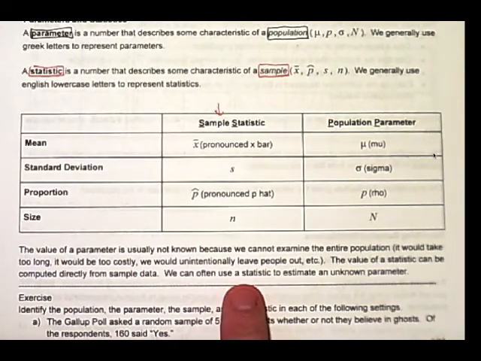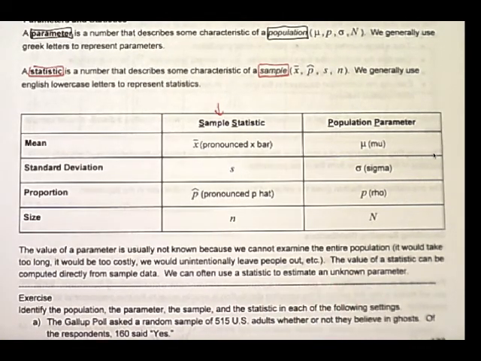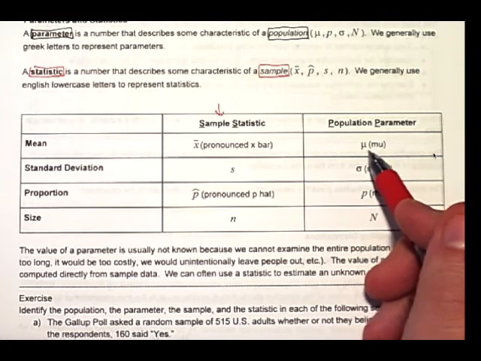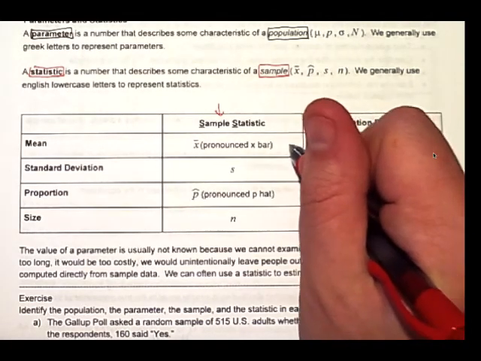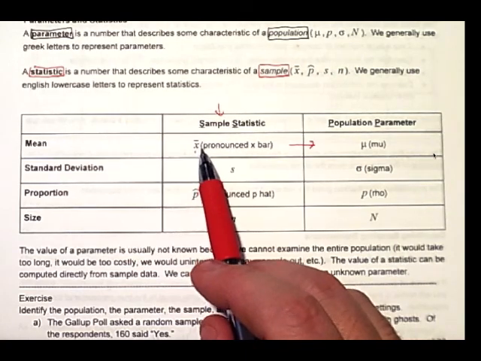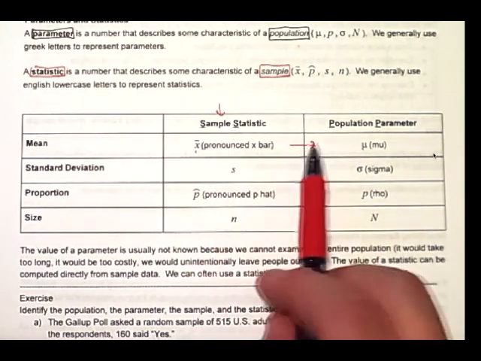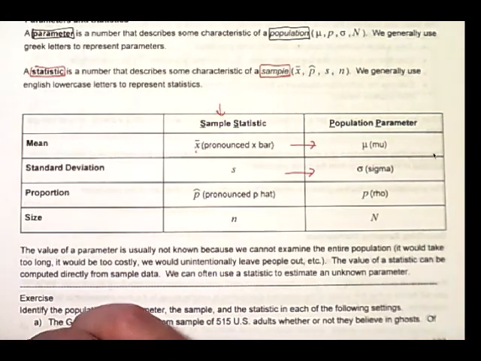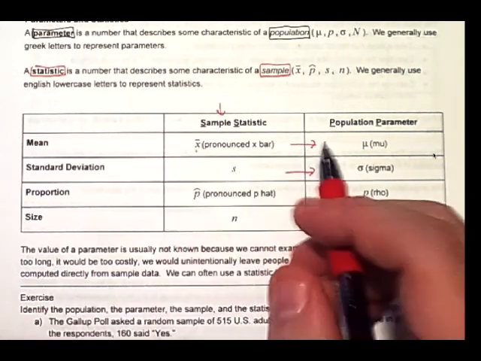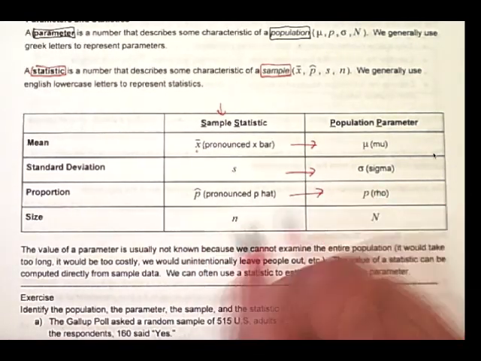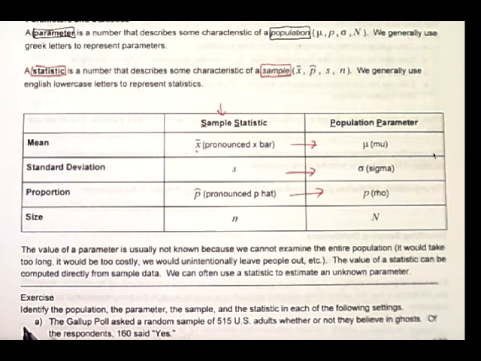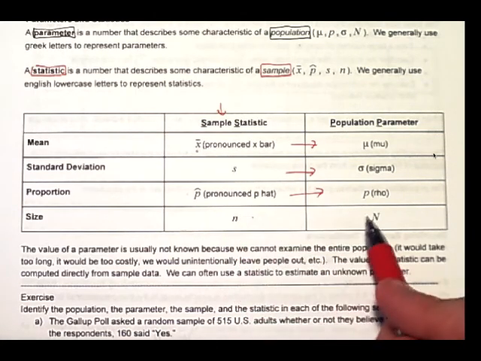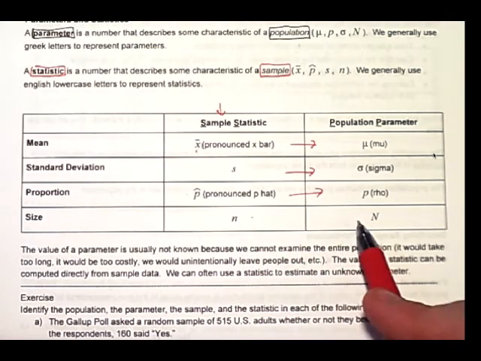We can often use a statistic to estimate an unknown parameter. A lot of times we can't really know what that is because it's not feasible either by cost or time. So what we can do is use an X bar to stand in for mu. Hopefully it's close enough. Hopefully our sample standard deviation can be used as an estimator for sigma. Hopefully our sample proportion can be an estimate for the population proportion. I'm not going to draw an arrow here because sample size, we choose that, and little n doesn't stand in for big N.